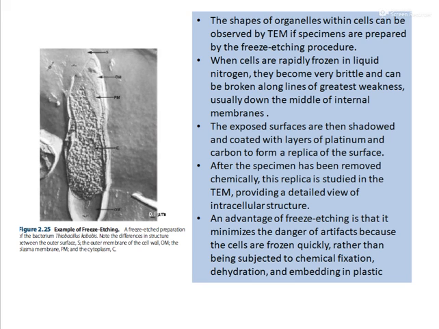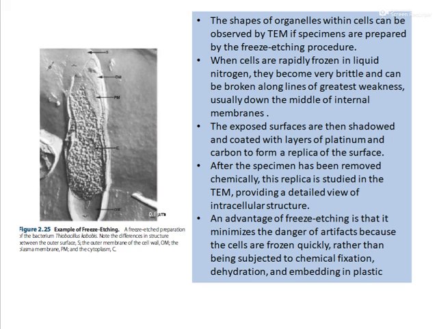Now, in some cases, you can also use a freeze etching technique. What is a freeze etching technique? When you want to find out the structures or the shape of the organelles within the cell, we use a technique called the freeze etching procedure. What does it mean? You take the cells and rapidly freeze them in liquid nitrogen. Liquid nitrogen is very cold. So when you put liquid nitrogen onto something, it becomes very cold and very brittle, and it can be broken along the line of greatest weakness.